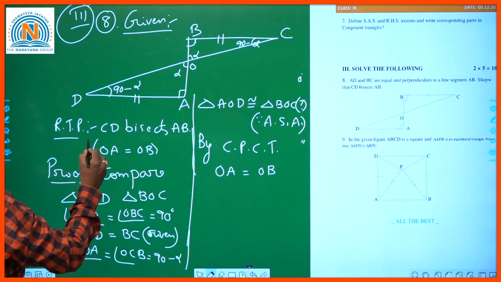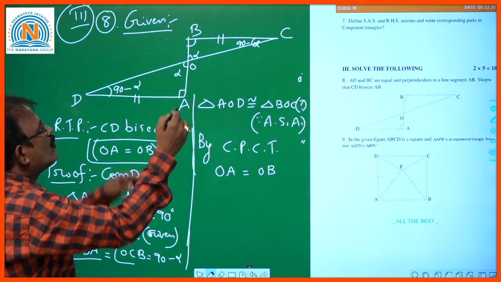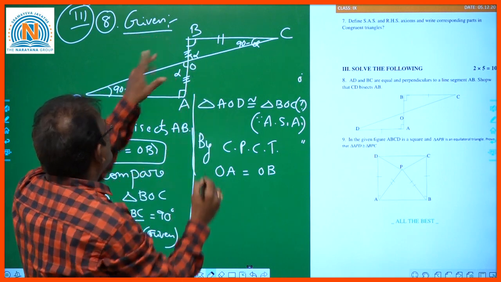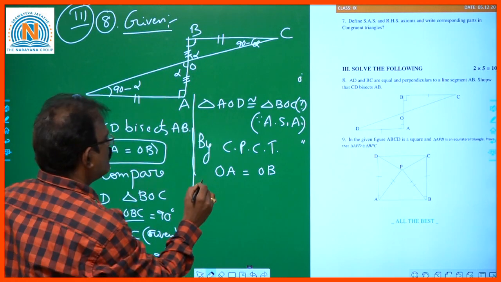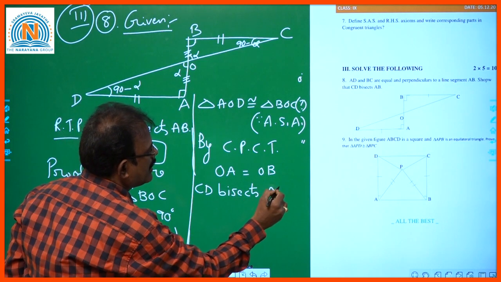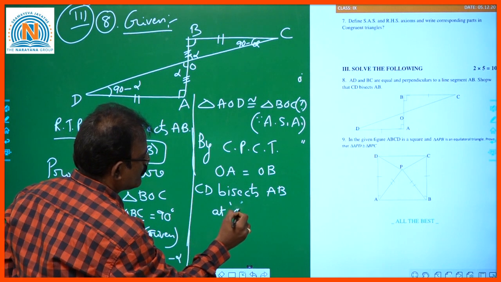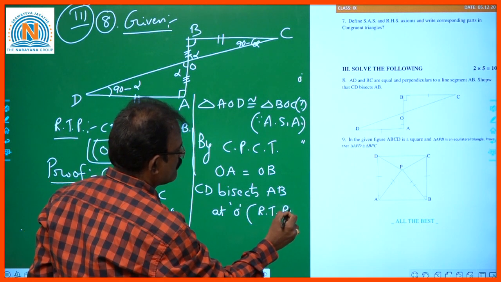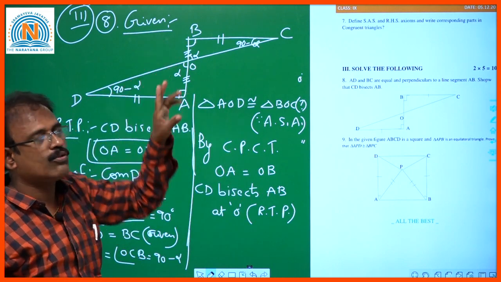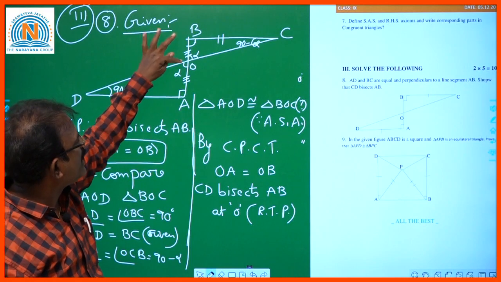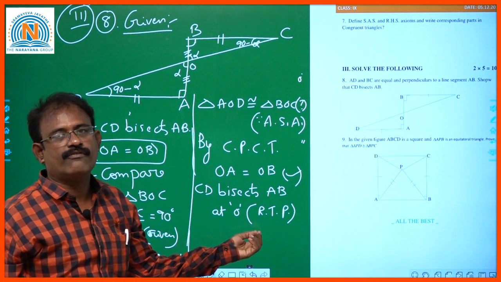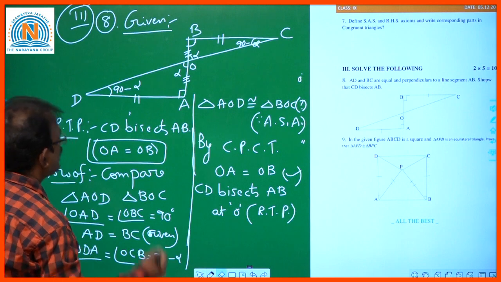When you are able to show OA is equal to OB, AB is divided into two equal parts because of O. Therefore, CD bisects AB at O. This is what we need to prove, children. CD divides AB into two equal parts, none other than OA and OB. Yes, we proved it. This is the result for question number 8, children. So our next and last question.